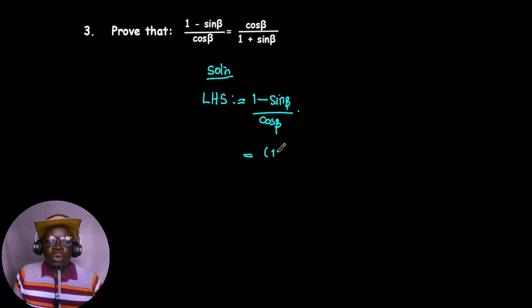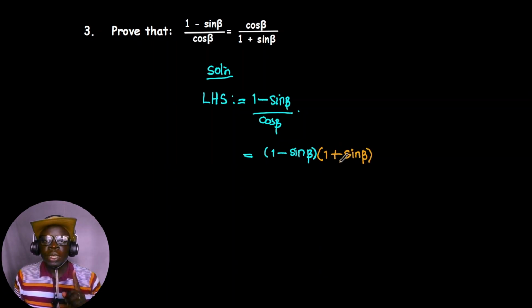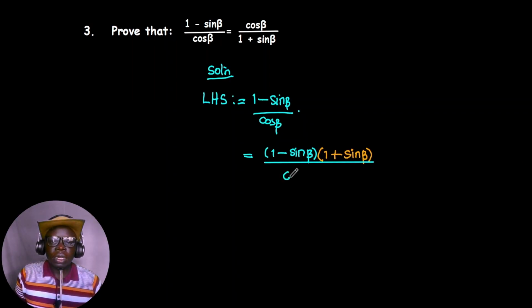In a bracket, because we multiply, we have our original expression 1 minus sine of beta. Now this will multiply the next expression, which is the conjugate of our first expression here. Since it was negative, we place a positive, 1 plus sine of beta. For this expression to be equivalent, we also have to multiply the denominator by the same expression. So for the denominator, we have cos of beta multiplied by 1 plus sine beta.